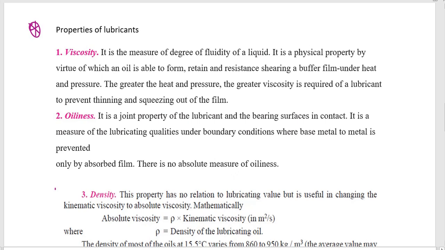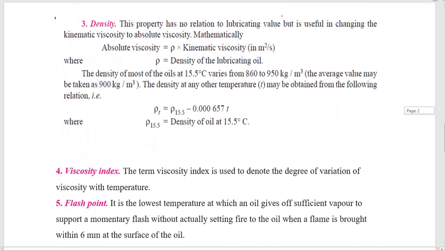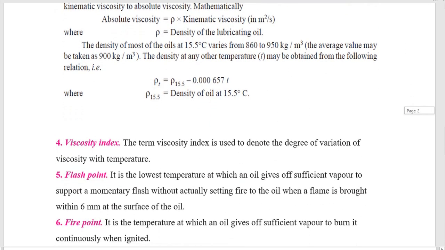Next is density, and this is a property that has no relation to lubricating value but is useful in changing kinematic viscosity to absolute viscosity. So density is a very important factor when we are characterizing lubricants, and therefore once you are to identify a lubricant, you must make sure that you also consider its density.